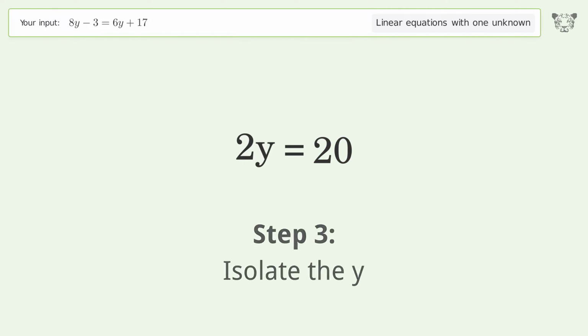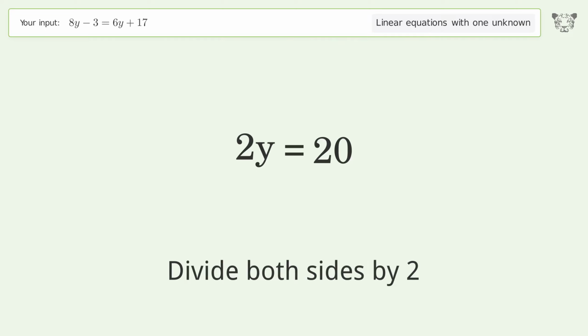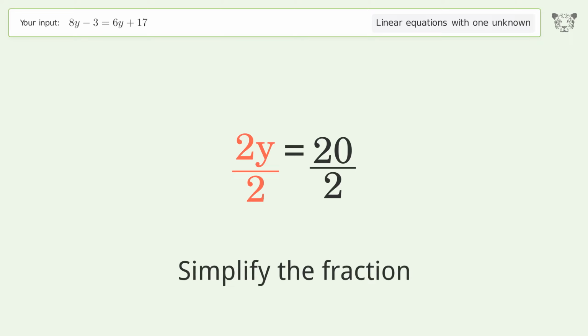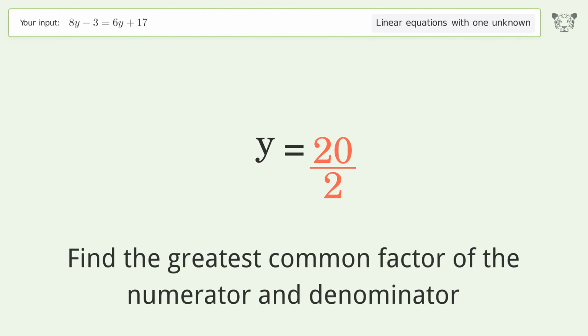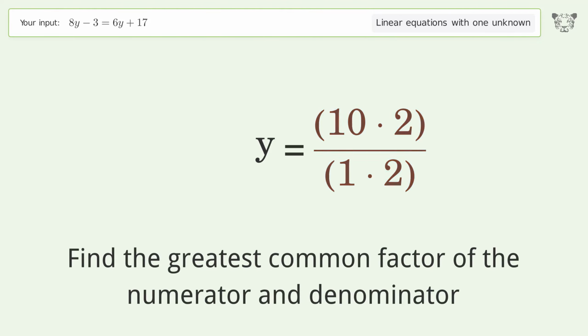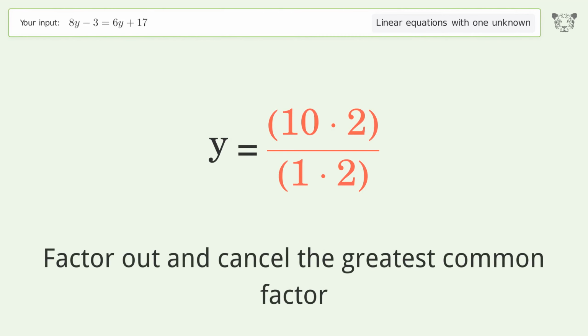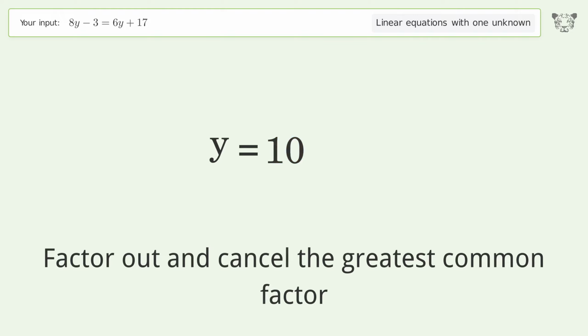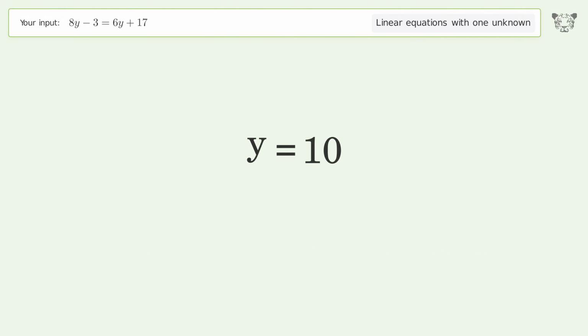Isolate the y. Divide both sides by 2. Simplify the fraction. Find the greatest common factor of the numerator and denominator. Factor out and cancel the greatest common factor. And so the final result is y equals 10.